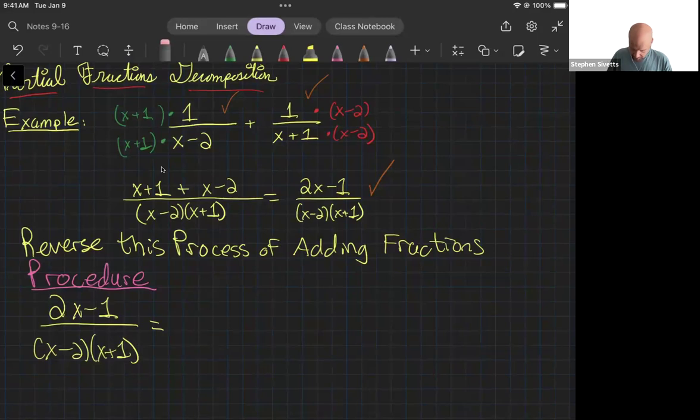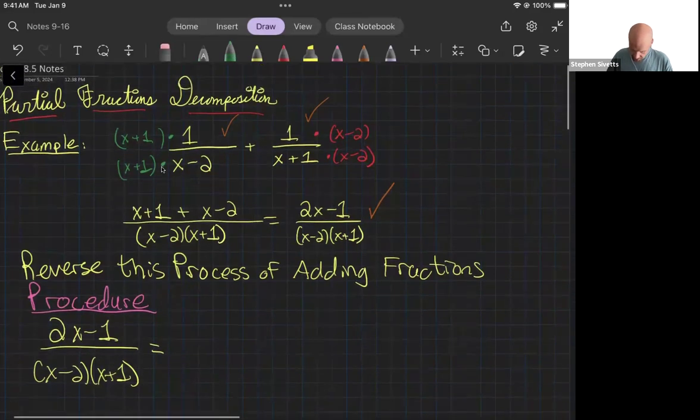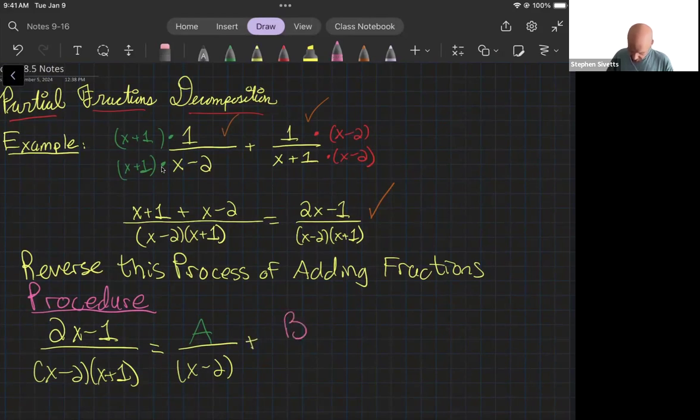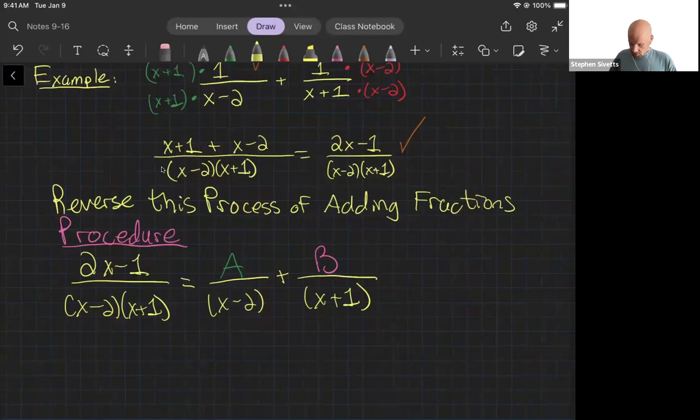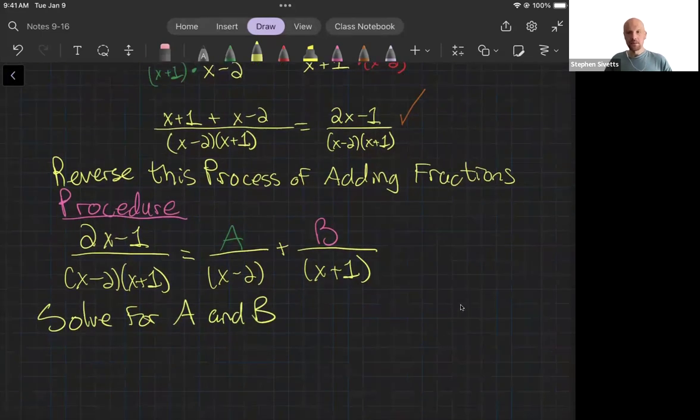So if you look at it, this whole fraction is equal to a constant, A over x minus 2, plus another constant, B over x plus 1, right? Okay? So from here, we want to solve for A and B, right? A and B.